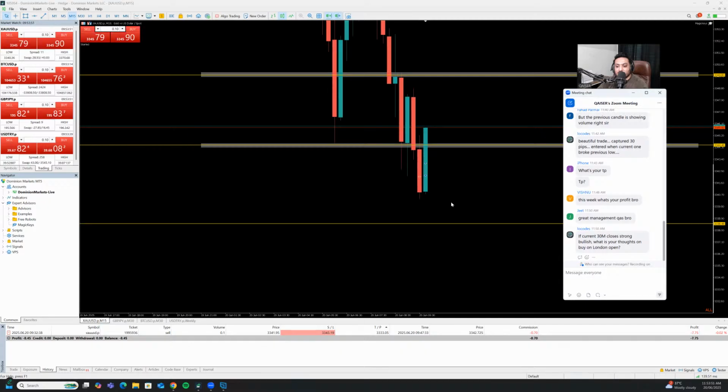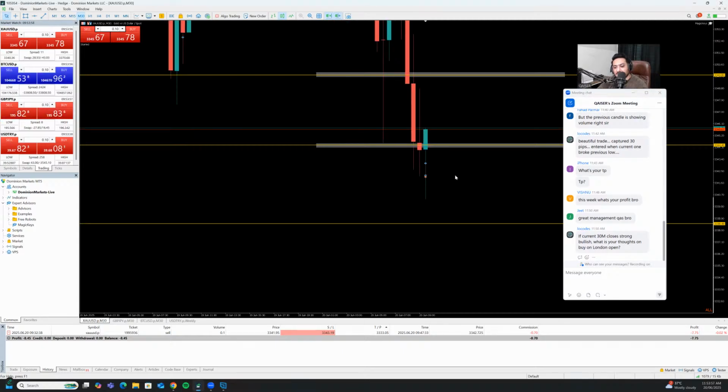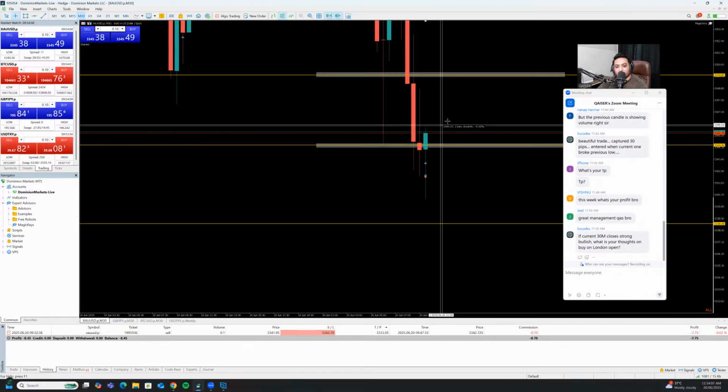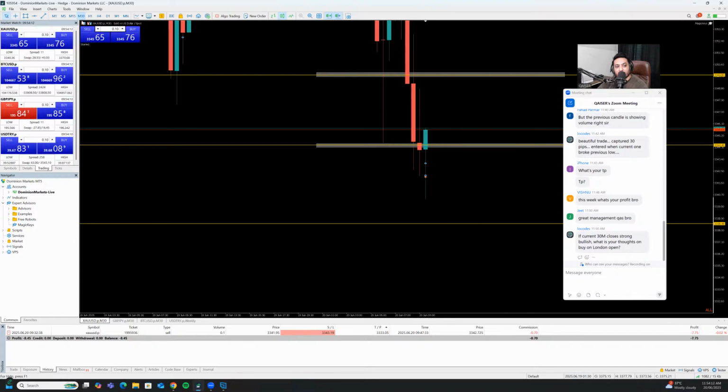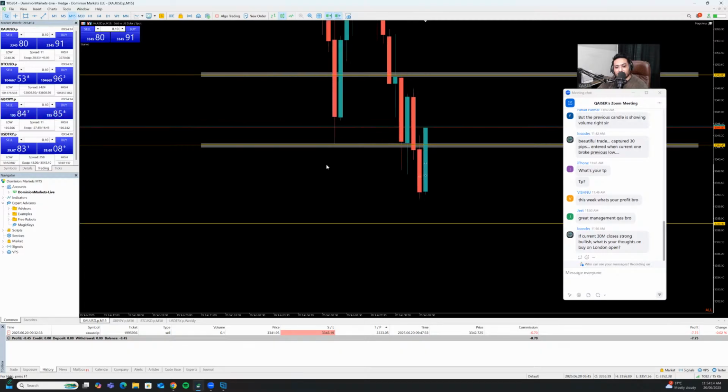If the current 30-minute closes strong bullish, what are your thoughts on buying at London Open? Yeah, that makes sense. If this candle closes above the previous candle high, and the next candle creates a wick and breaks above the high, there's a probability that we can give our trade a chance. Makes sense. Now we have a new support formed.